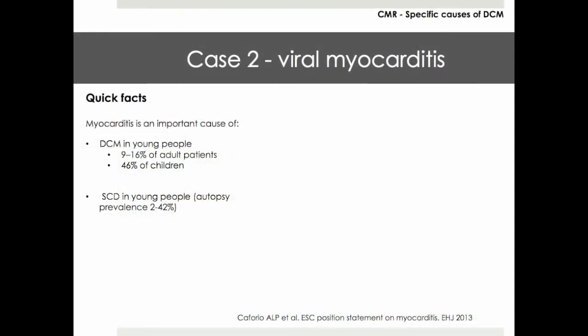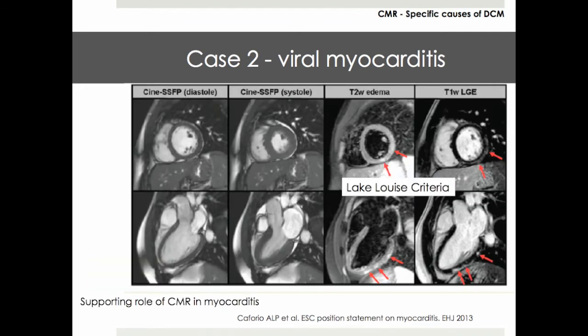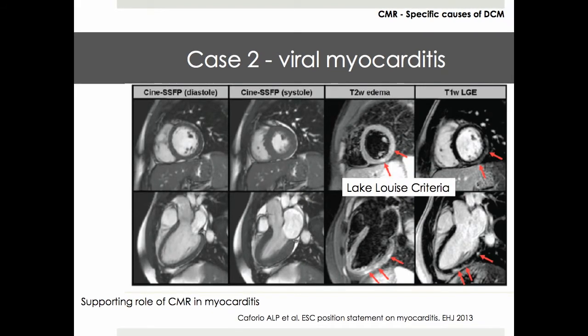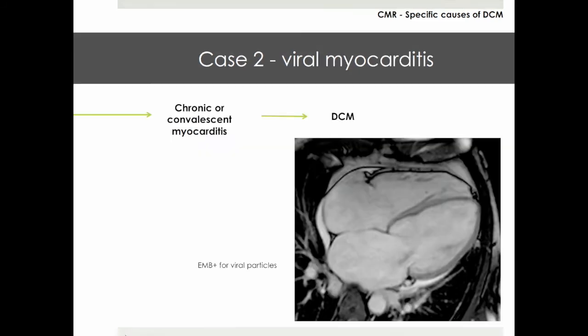Myocarditis is an important cause of DCM as well as sudden cardiac death in young people. Diagnosis of myocarditis is made by endomyocardial biopsy and demonstration of inflammatory involvement of the myocardium. CMR has a supporting role. Based on Lake Louise criteria, there is an increased likelihood of disease when signs are present. This includes increased T2 signal on T2 imaging as well as epi or intramyocardial late gadolinium enhancement, both more frequently observed in a setting of acute myocarditis.